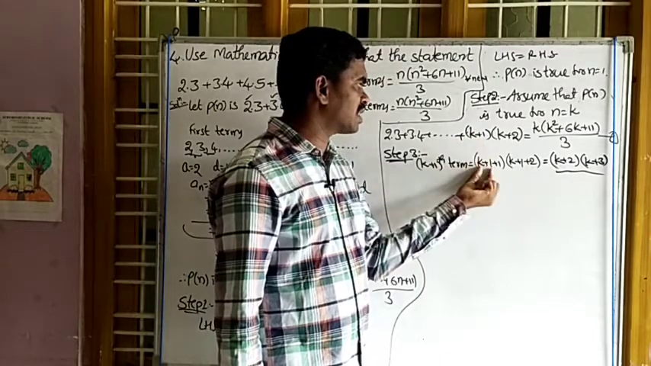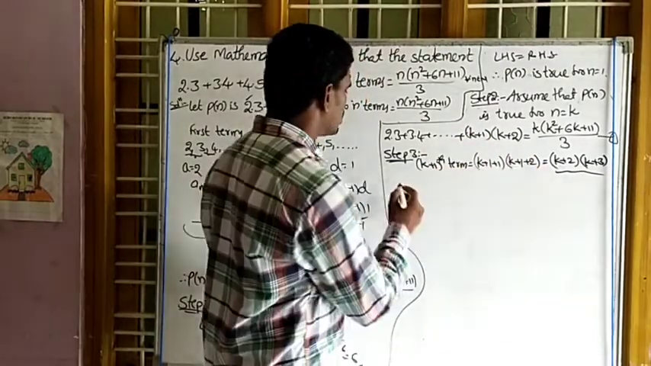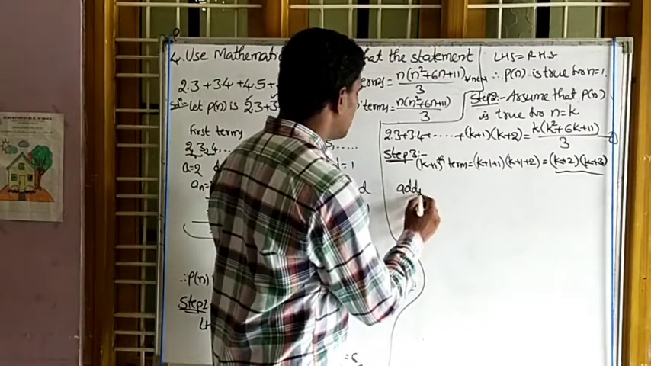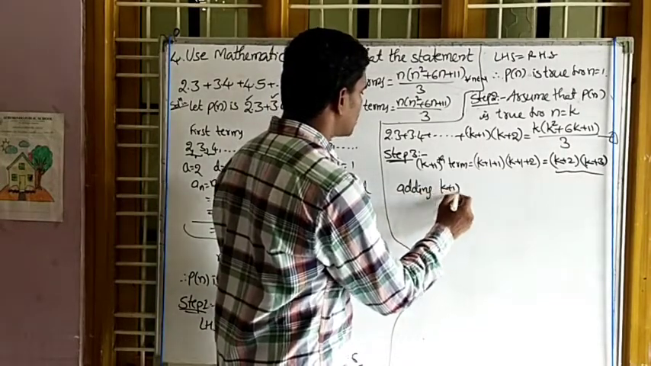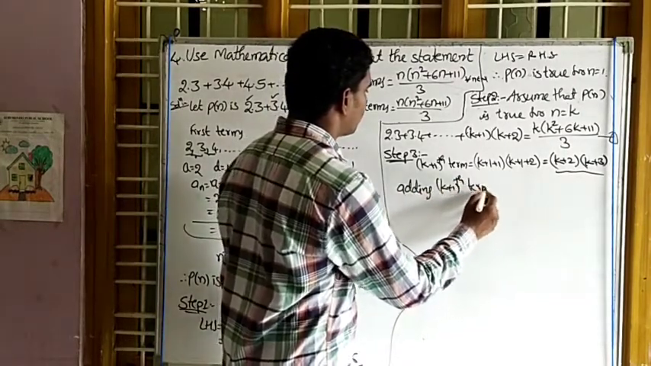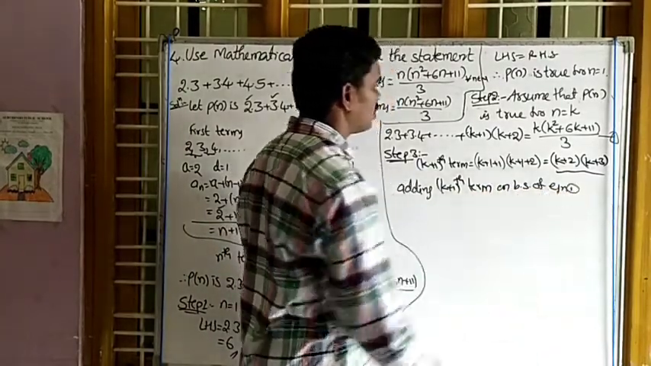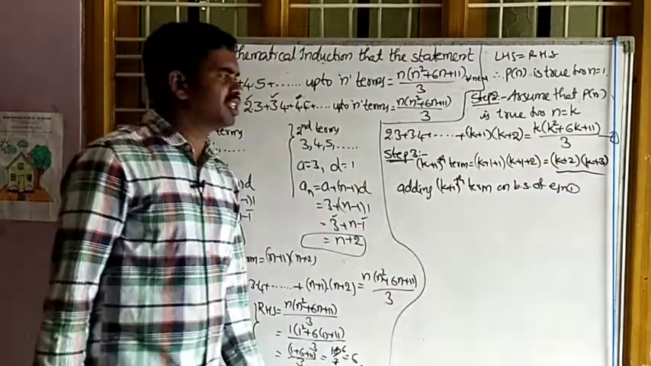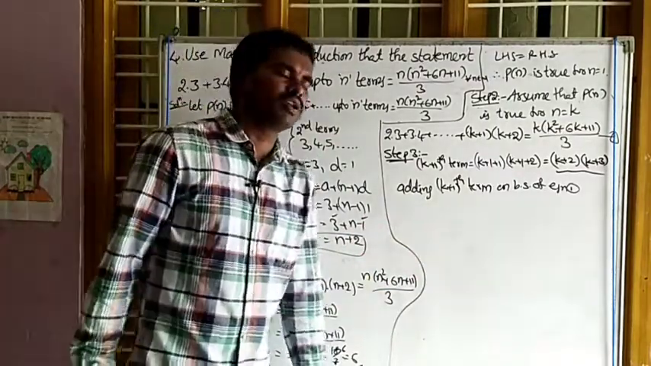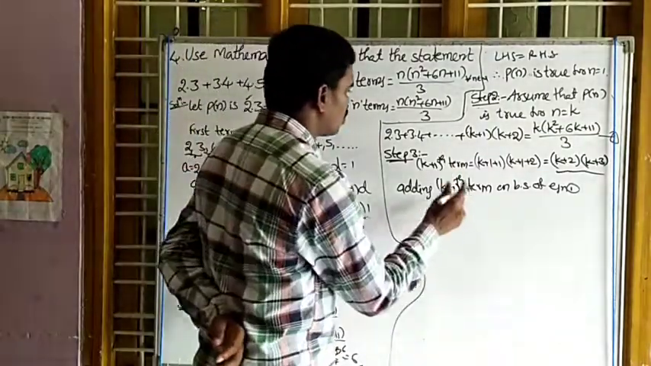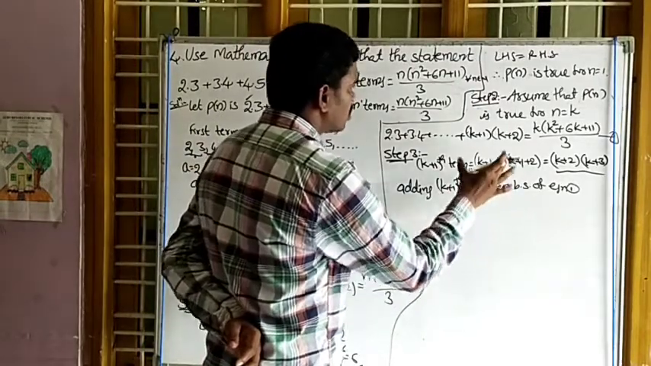In place of k, k plus 1. So now after getting the (k plus 1) term, immediately add the (k plus 1)th term on both sides of equation 1. Okay, after this I will give you one question, the same type of question, for your homework. Okay, you try it. So we have to add this (k plus 1) term to equation 1.